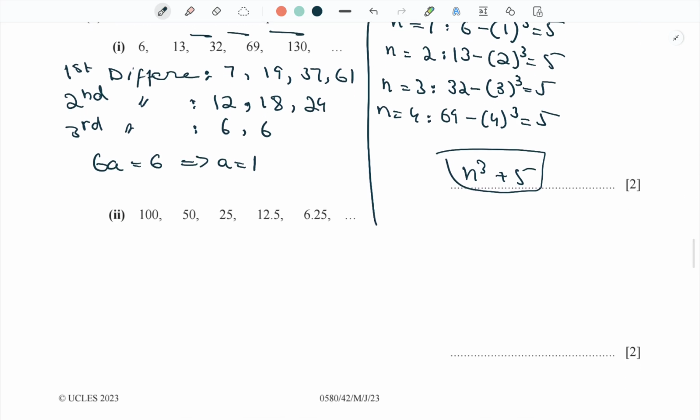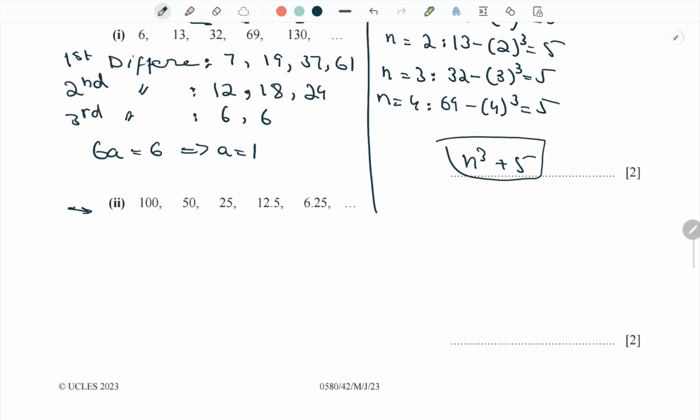Now we have another sequence. This is a geometric sequence. If we multiply 100 by 0.5, we get 50. We just identify the pattern first. And if we multiply 50 by 0.5, we get 25. So if we multiply a number by 0.5, we get the next number.